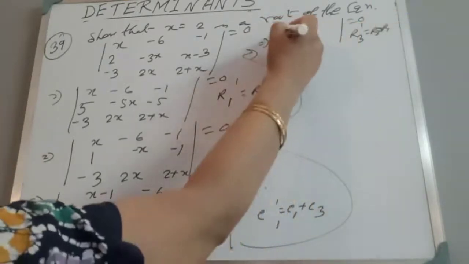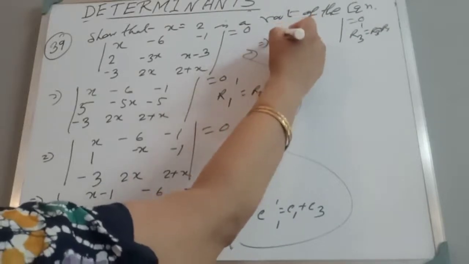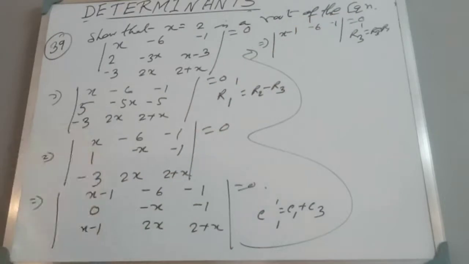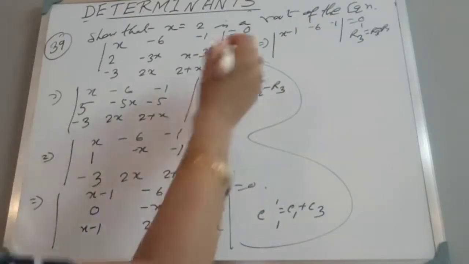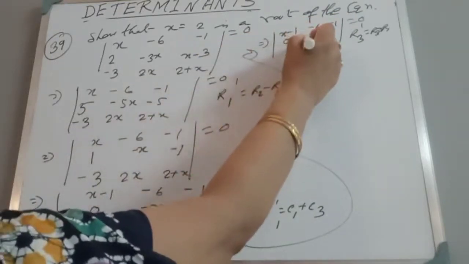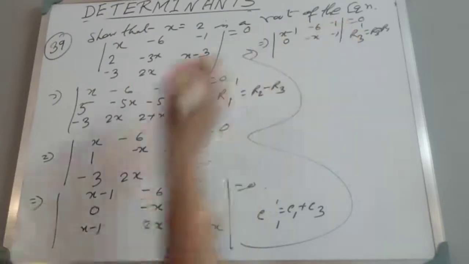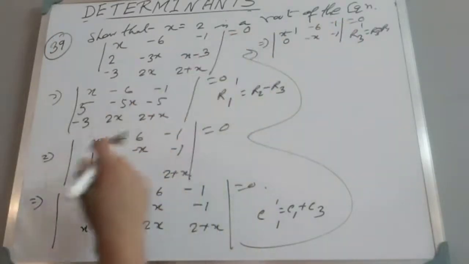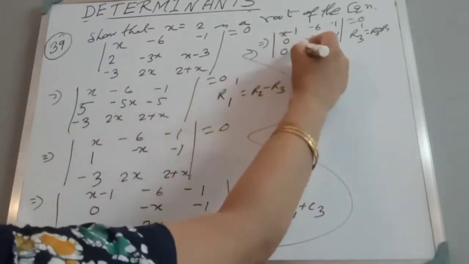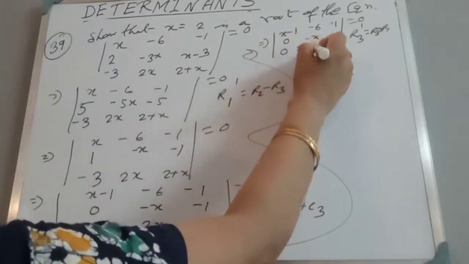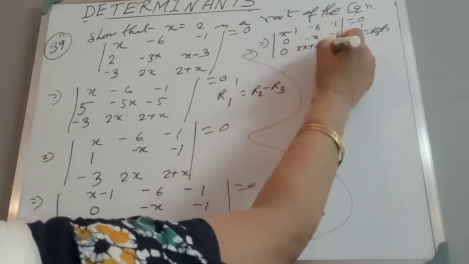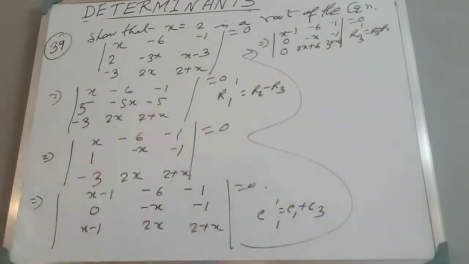So what will we write? The first row will remain the same: x minus 1, minus 6, minus 1. The second row will be 0, minus x, minus 1. First row and second row have no change, only the third row will change. So it will be 0, 2x plus 6, and 3 plus x.